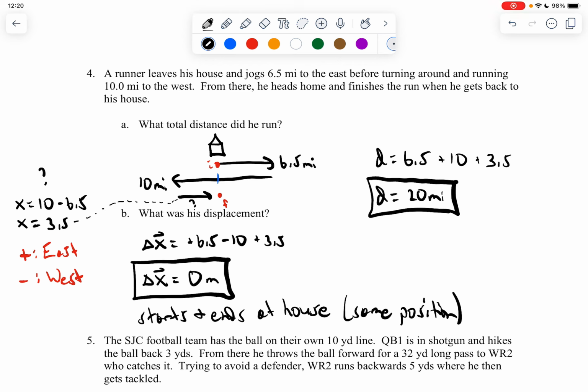Again, 0 displacement, all that's basically telling us is we have the same starting and ending points. Right? We begin the run at the house, but we also end the run at the house. So very similar to our person who's running a 400-meter race around a track. If our starting and our ending point are the exact same, that means we have no overall total displacement for that vector quantity.